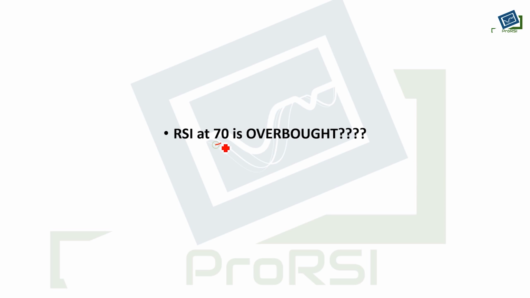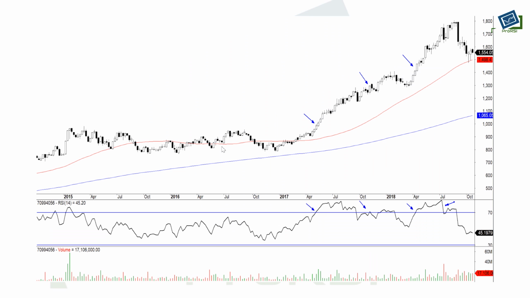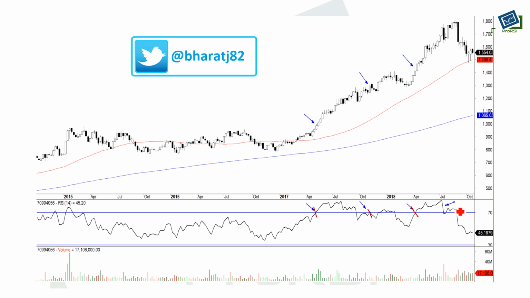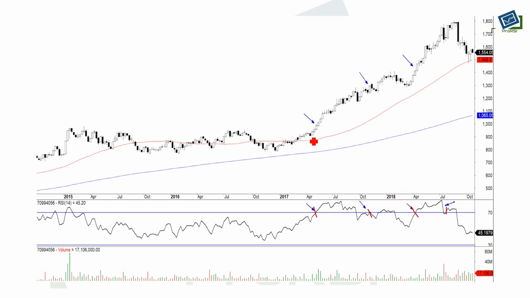So where we consider 70 as overbought, right? Let us see on a chart whether this holds true or not. You can see on this chart I have marked levels where RSI has crossed 70 multiple times, and similarly on this chart you will see wherever it has crossed the 70 levels, the trend has accelerated on the upside, and the uptrend has intensified, and the move up has taken the trend to a higher level in a more intensified way.